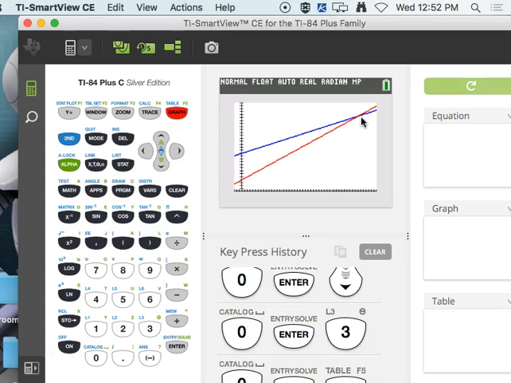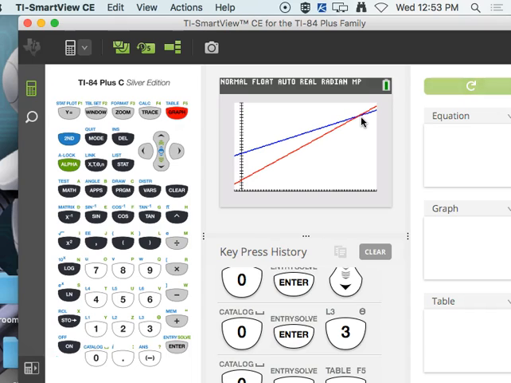I think it's on the next page. Next page. So now if you hit graph, your window should be ready. Yep. Alrighty. I'll just do it up here.